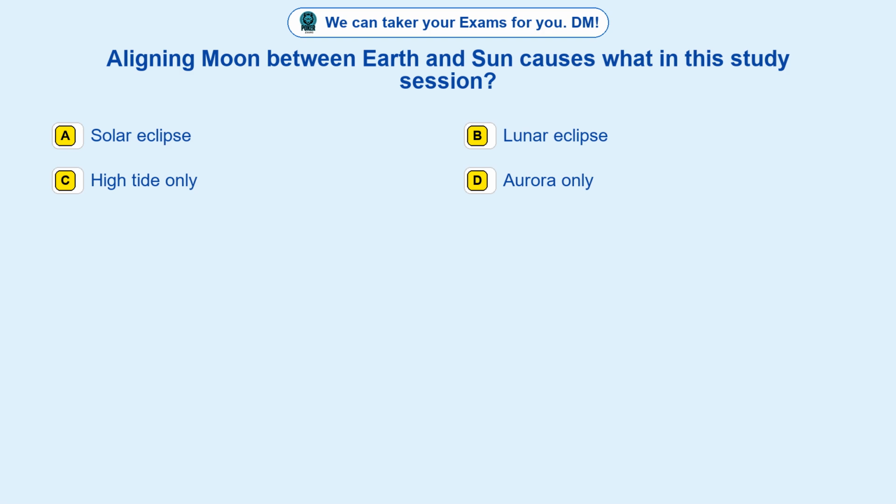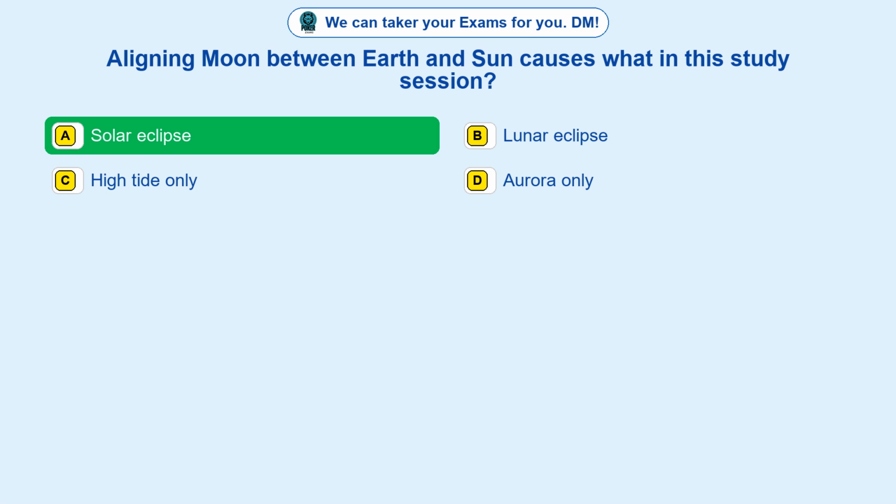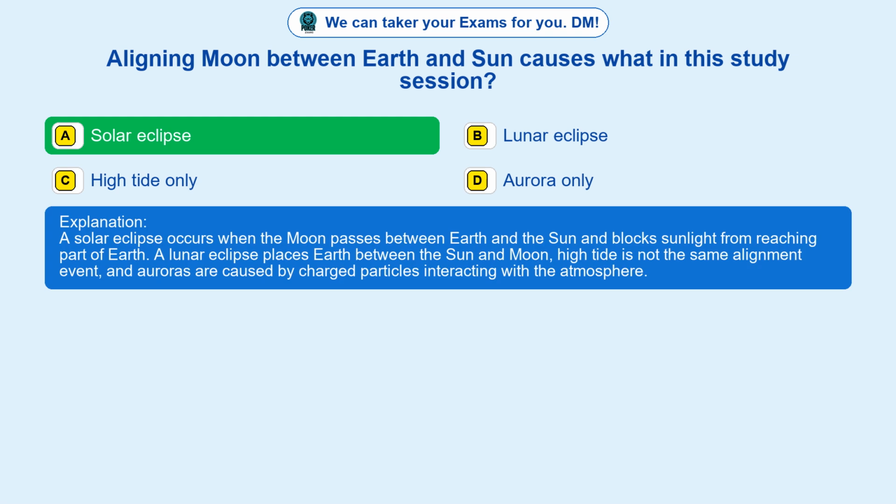Question 92. Aligning moon between Earth and Sun causes what in this study session? Option A, solar eclipse. Option B, lunar eclipse. Option C, high tide only. Option D, aurora only. The correct answer is option A. Solar eclipse. A solar eclipse occurs when the moon passes between Earth and the Sun and blocks sunlight from reaching part of Earth. A lunar eclipse places Earth between the Sun and Moon. High tide is not the same alignment event, and auroras are caused by charged particles interacting with the atmosphere.